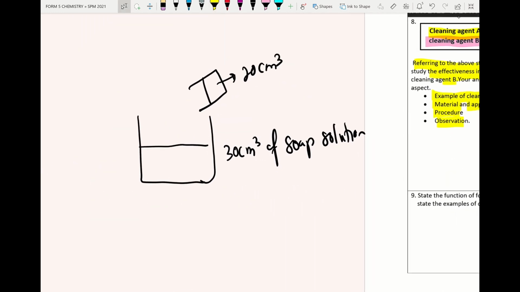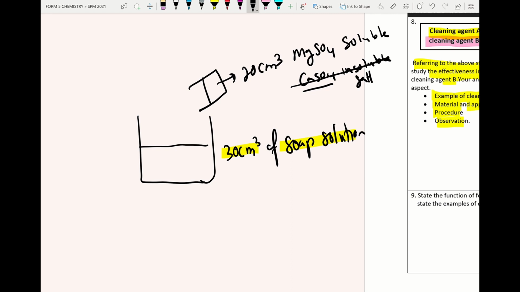We measure and pour 30 cm³ of soap solution. So we want to check in hard water. So for hard water, we try to take magnesium sulfate. Okay, magnesium sulfate, please remember, is a soluble salt. Don't take calcium sulfate. This is an insoluble salt. So don't take calcium sulfate, please take magnesium sulfate.